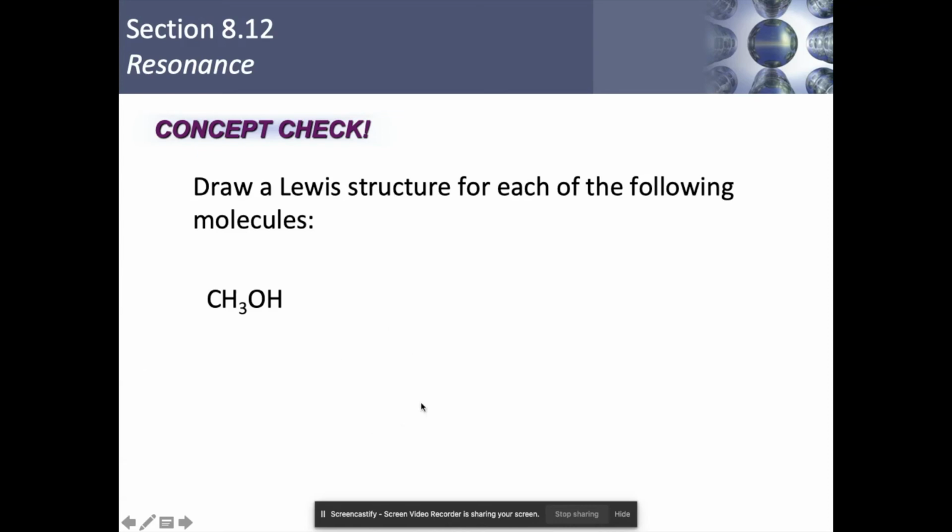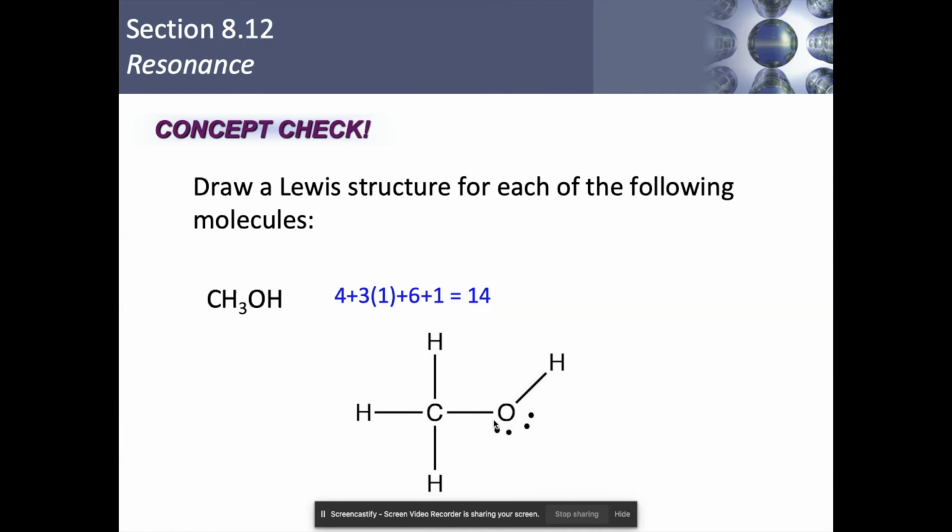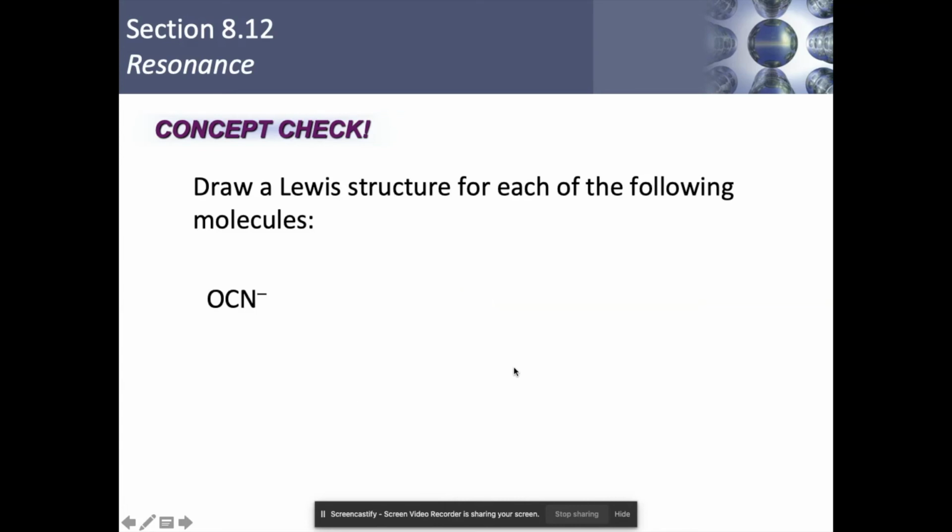So here we have methanol. So methanol, I have 4 from the carbon, 3 from these hydrogens, 6 from this oxygen, and then 1 from this hydrogen. So I've got 14. It looks something like this, which is kind of cool. You've got your single hydrogen bonds here. You've got your carbon-oxygen bond here. You've got your oxygen-hydrogen bond here, and you've got your lone pairs of electrons on the oxygen here, which looks kind of cool, I think. And technically, yes, there are resonance or would be resonance structures for it, but this would be the correct way of drawing your methanol. This one is really cool. You've got OCN minus.